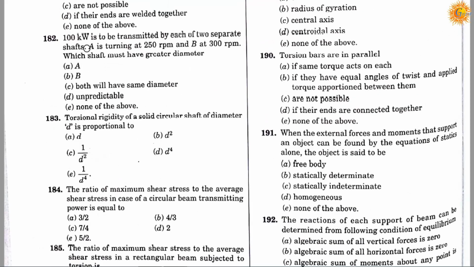Question number 182. 100 kilowatts is to be transmitted by each of two separate shafts. Shaft A is turning at 250 rpm and shaft B at 300 rpm. Which shaft must have a greater diameter? Option A is shaft A, option B is shaft B, option C is both will have the same diameter, option D is unpredictable, and option E is none of the above. The correct answer is A, shaft A will have a greater diameter.